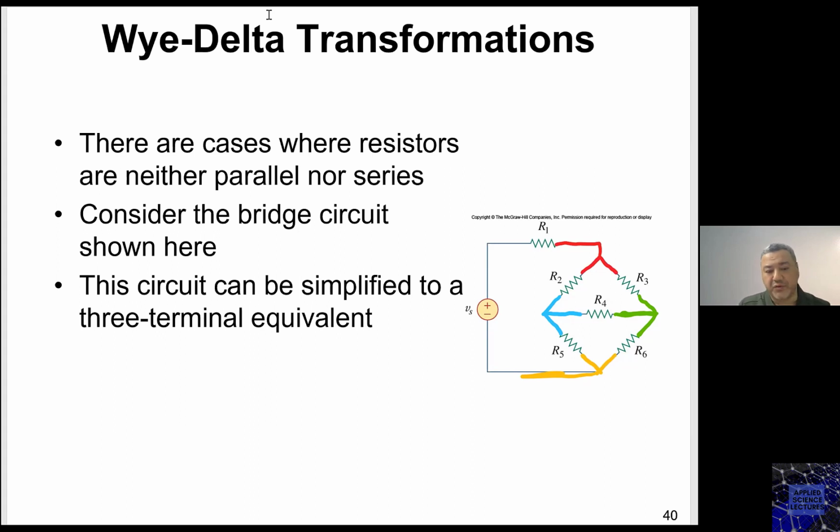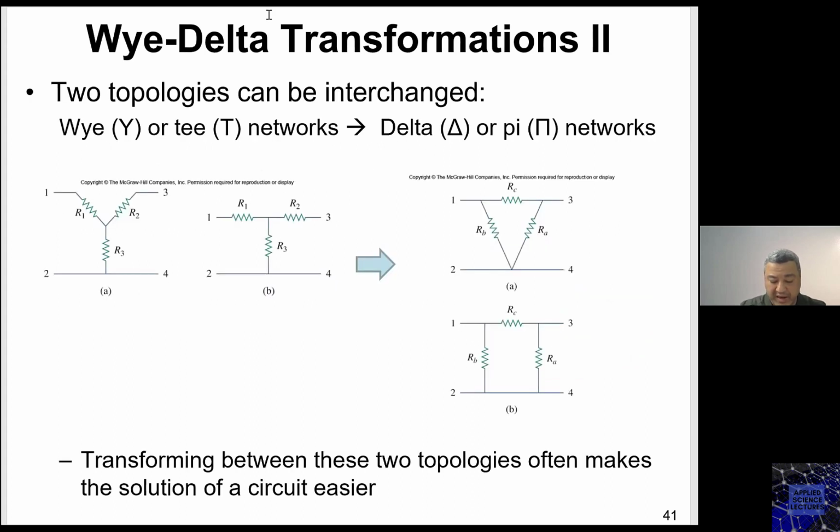In this case, we have to break the circuit by doing the transformation and changing the topology from one physical topology to another. That's what we call the Wye-Delta transformations. So the Wye-Delta transformations basically take resistors.